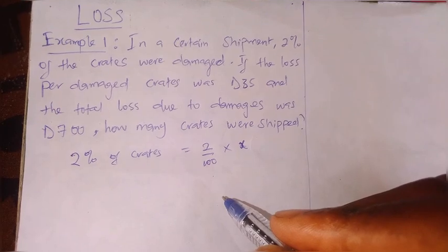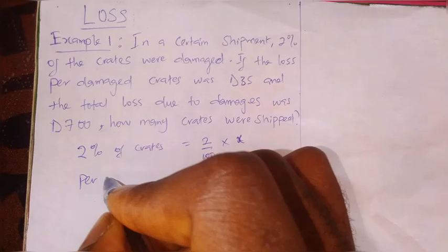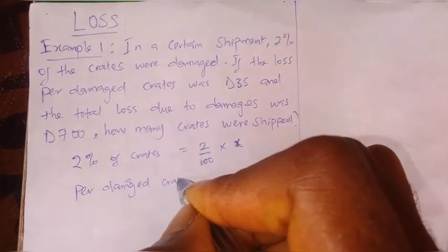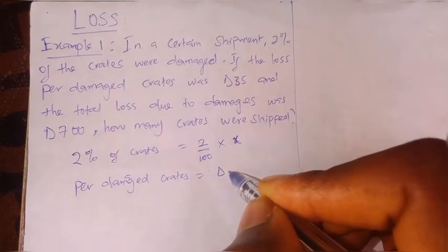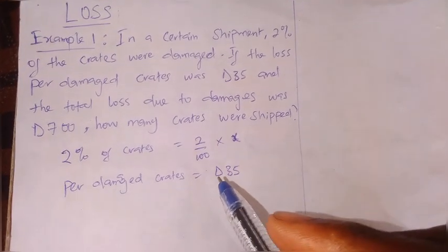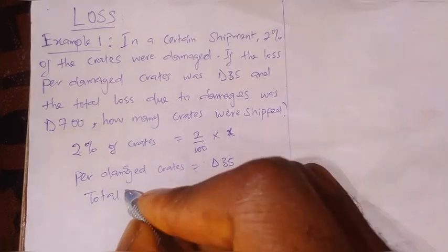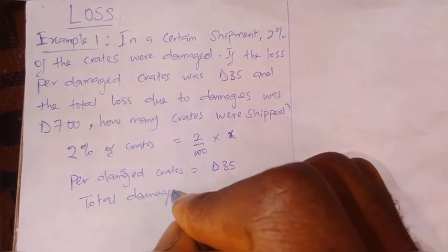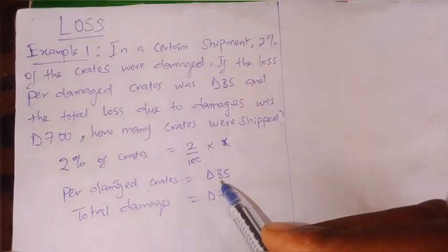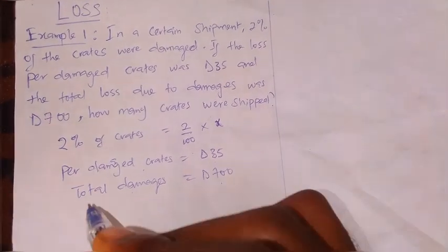And I said if the loss per damaged crate was D35, that is, each crate damaged is D35. And the total loss due to damages was D700. Total damages is D700. Now, if per damaged crate is D35, total damage is D700, how many crates were damaged?